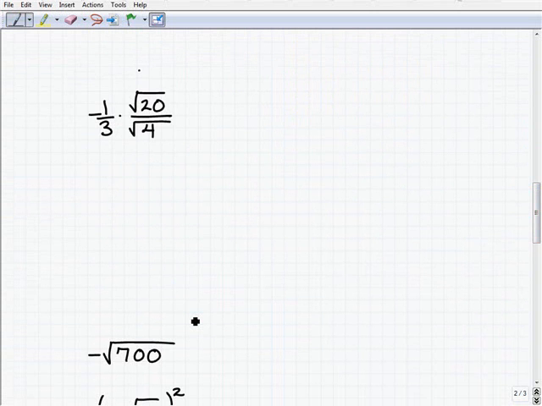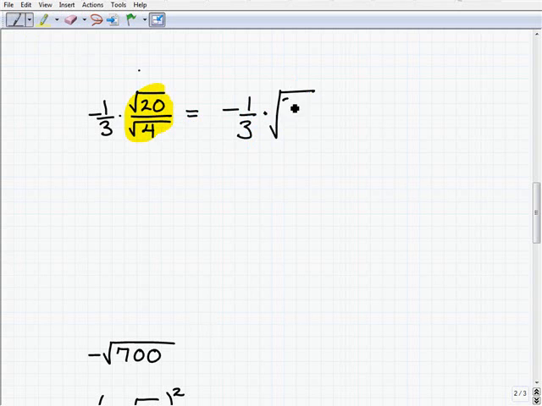So what do you think we want to do here? We could definitely take the square root of 4 in the denominator, but I'm going to show you something even easier. Let's go ahead and use one of our properties, but we haven't used it this way. Instead of having 2 separate radicals, one for the numerator and denominator, I'm going to write this as negative 1/3 times the square root of 20 divided by 4. And what's 20 divided by 4? Well, it's 5.